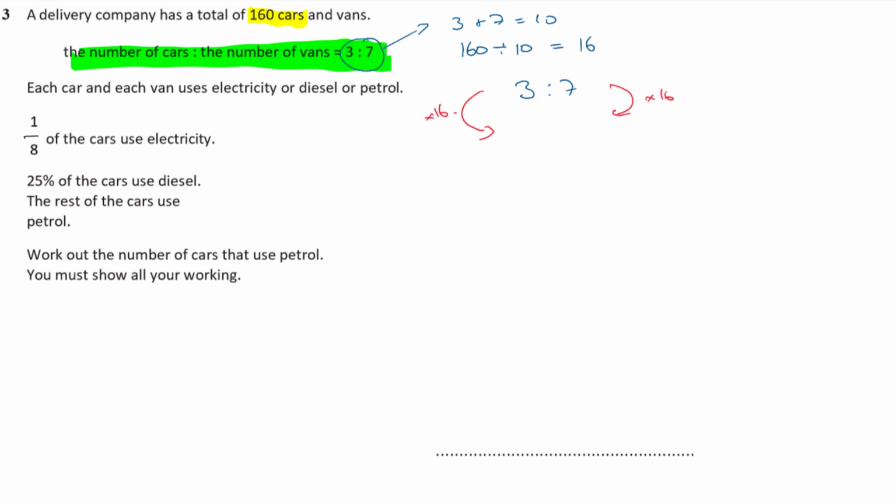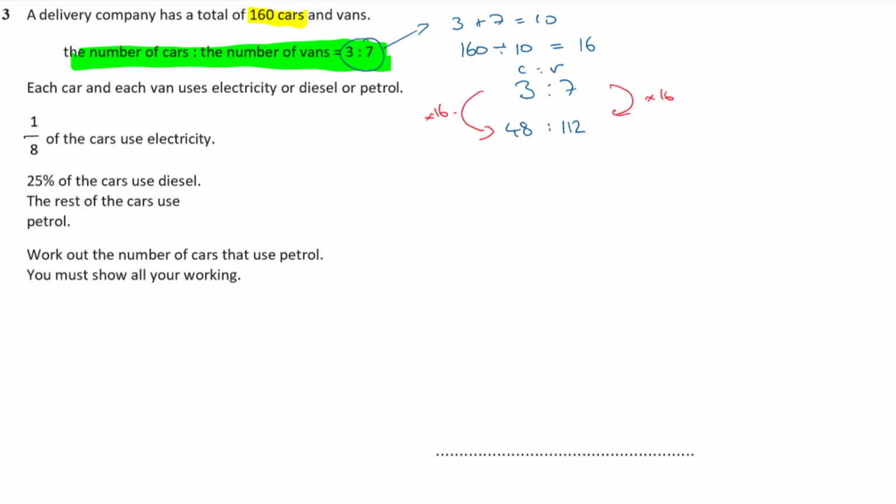So 3 lots of 16, that'd be 16, 32, 48, won't it? So 48 and 7 16s, what's that? 10 sevens is 70, 6 sevens are 42, so that'd be 112 altogether. So just double check: add your two numbers again to get what you started with. 48 plus 112 does equal 160, so that's looking good. So that means that there are 48 cars and 112 vans, because this was cars and this was vans.